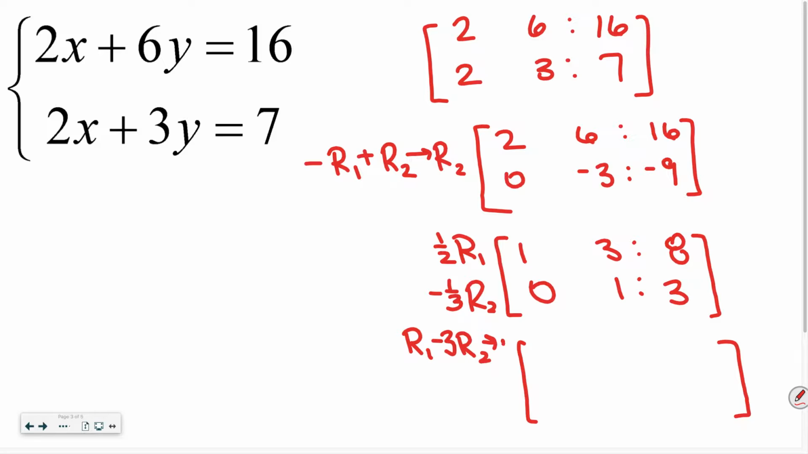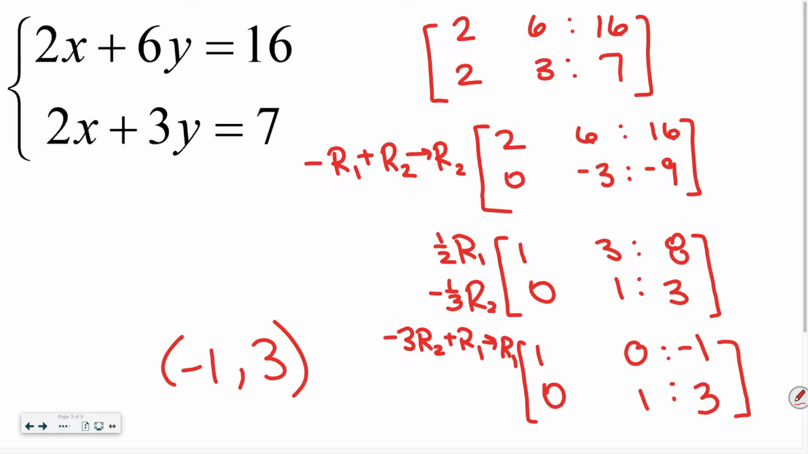Row 1 plus negative row 2, add it to row 1. Is that what you said? No, I said, I think I meant negative 3 row 2, and then add it to row 1. Yeah, I'll rewrite it because it looks kind of weird. Negative 3 row 2, adding it to row 1 would get us 1, 0, negative 1. And bam, we know that negative 1, 3 is our coordinate.